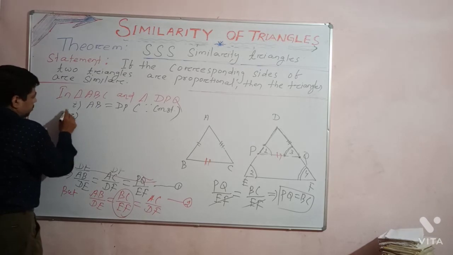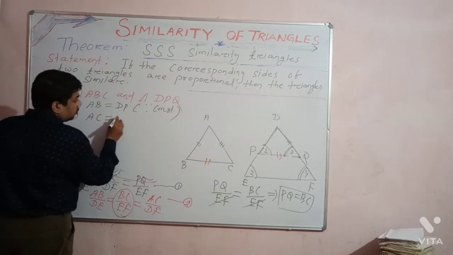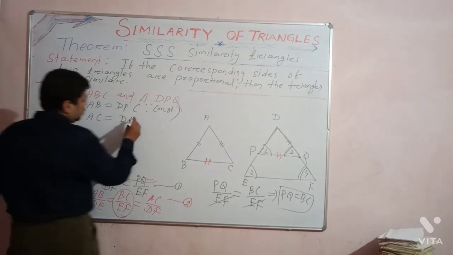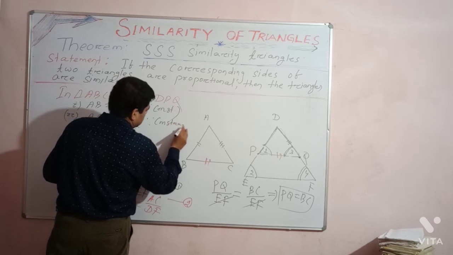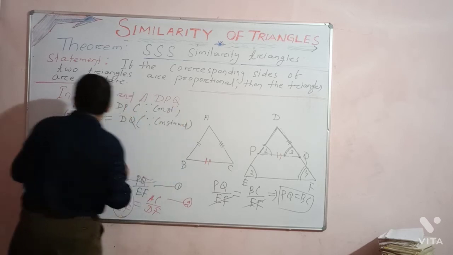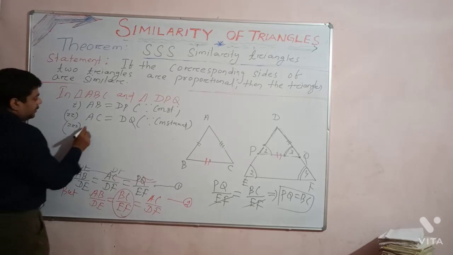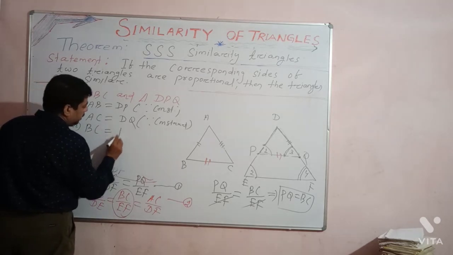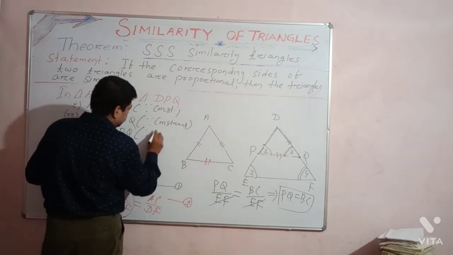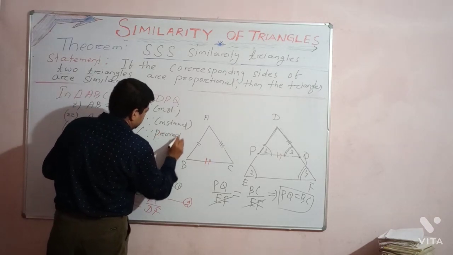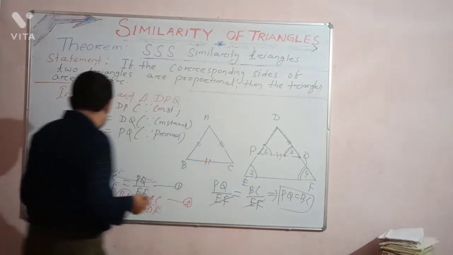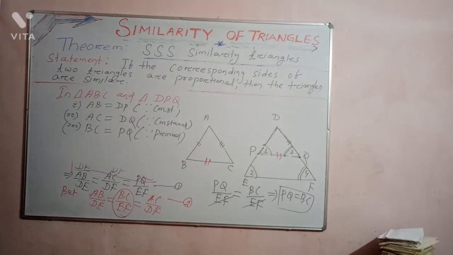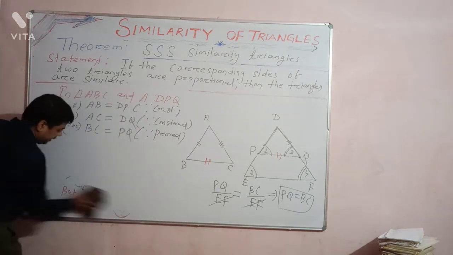And second part, it is given that AC is equal to DQ. It is also constructed, right? Understand? And third point, we got BC is equal to PQ. It is already proved. The reason is that we proved it. Here you see PQ is equal to BC. Since you see now in triangle ABC and DPQ, I am observing their corresponding sides are equal.